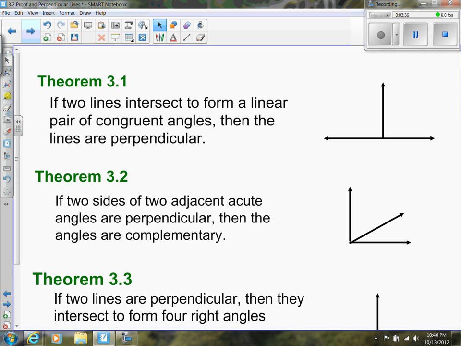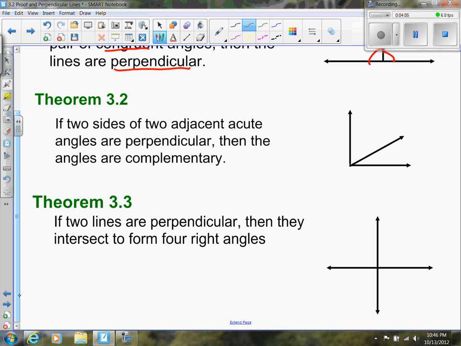We have three theorems for this section. First theorem is 3.1, if two lines intersect to form a linear pair of congruent angles. Linear pair are two adjacent angles that are supplementary. So if these are congruent, what do we know? Well, if they're congruent, they have the same measure. They have to be right angles, or they're perpendicular.